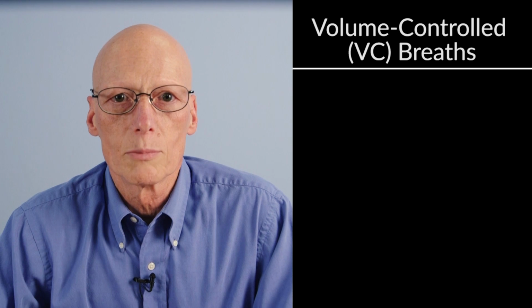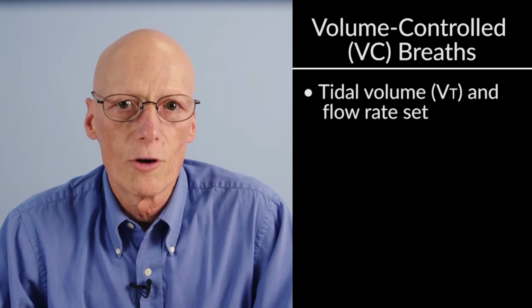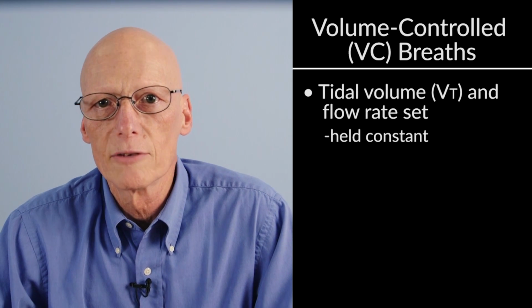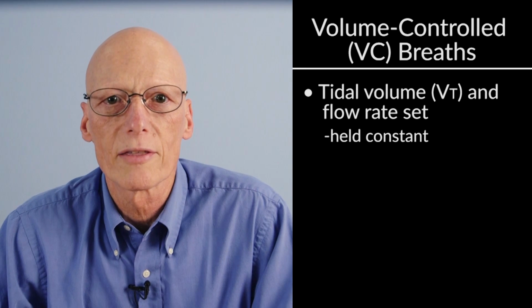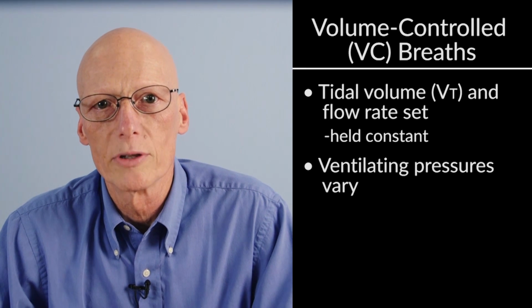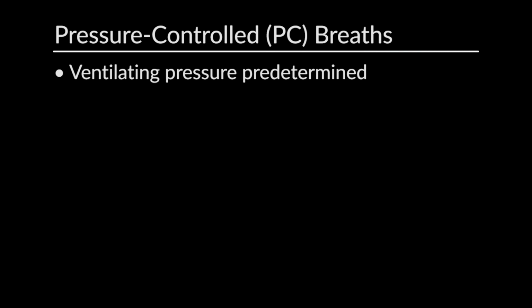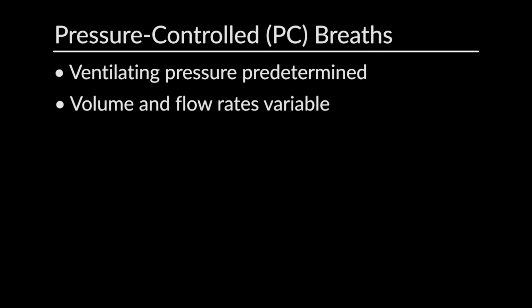With volume control breaths, the tidal volume and the flow rate are set and delivered consistently from breath to breath, and to do that, the ventilator will vary the pressure as needed. With pressure control breaths, the ventilator pressure is predetermined, and volumes and flows are to some degree variable.